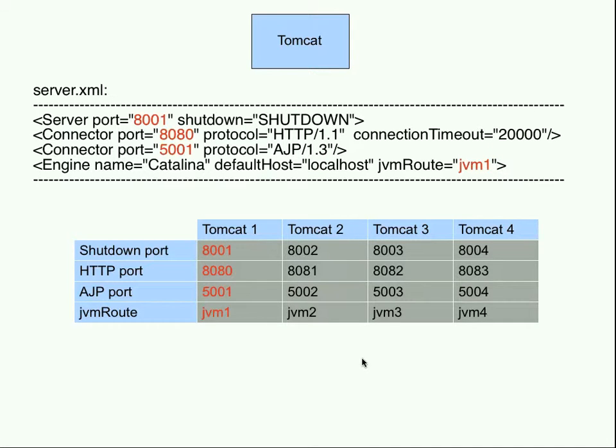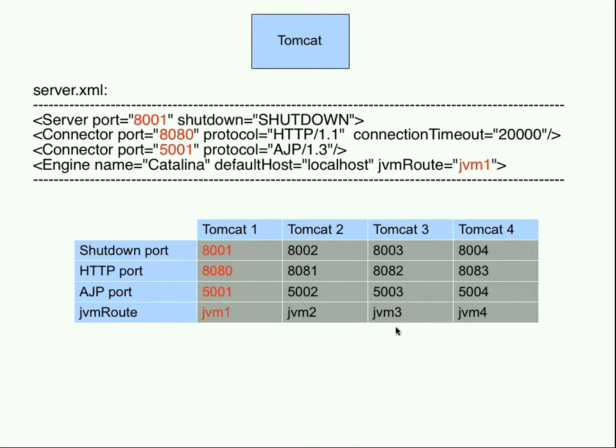So for our demonstration, we downloaded Tomcat and Apache from the internet, and we're just going to show you the places in the configuration where we had to make changes that differ from the default configuration. For Tomcat, we only had to change 4 things, and these were the shutdown port, the HTTP port, AJP port, and JVM route.